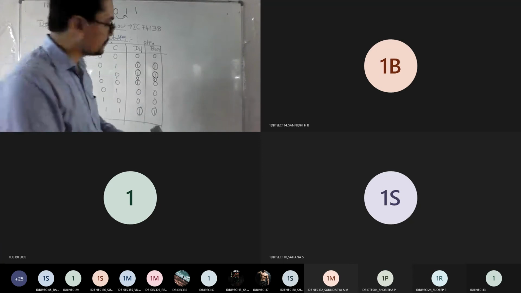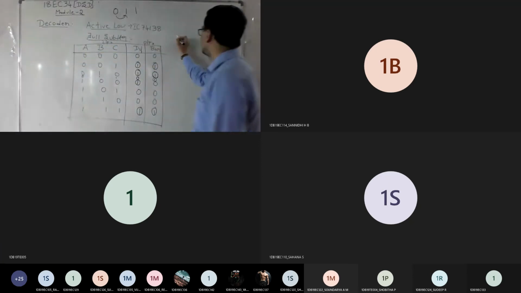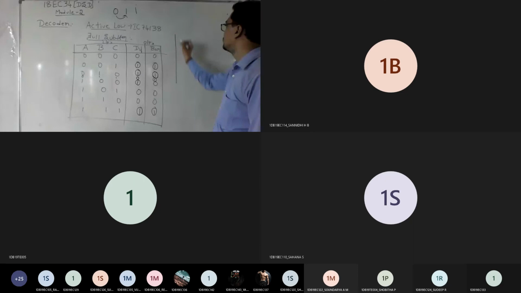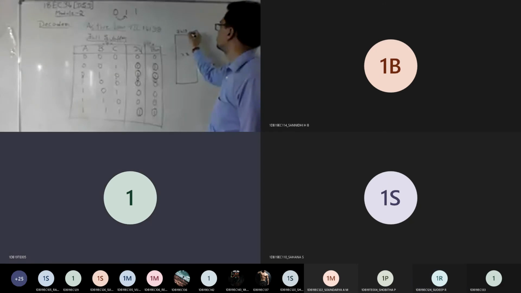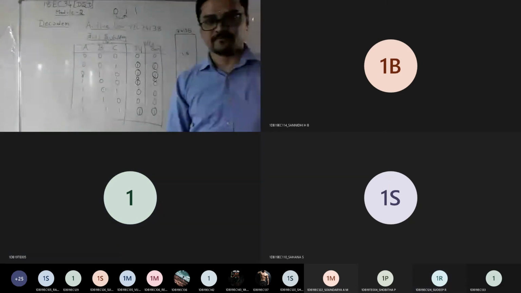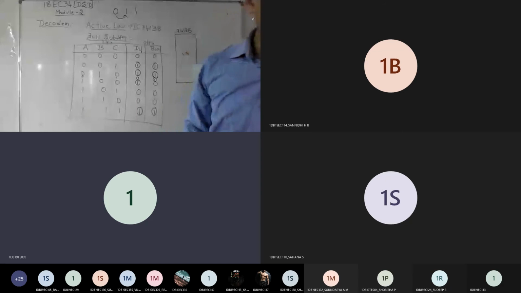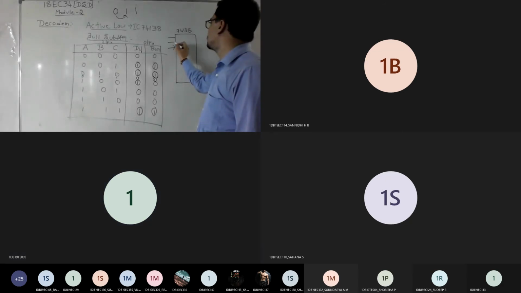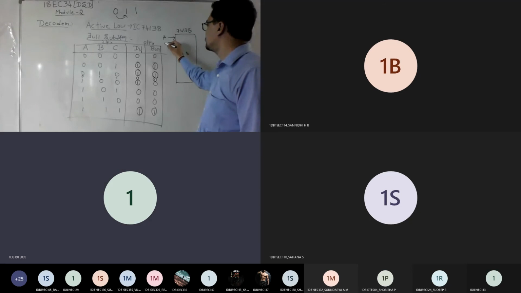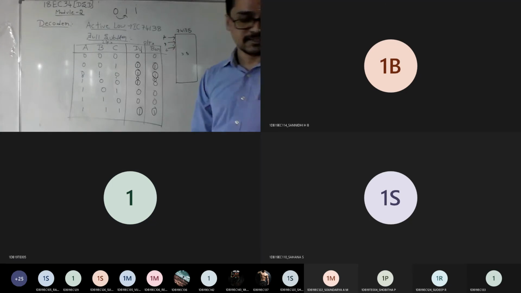So how to build now? You need to have an IC. So take an IC here. This is 3:8. And what is the name for this IC? 74138. And how many inputs will you have? 3 inputs, A, B, and C.